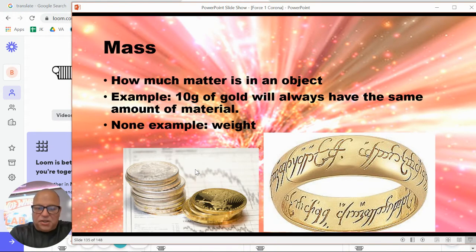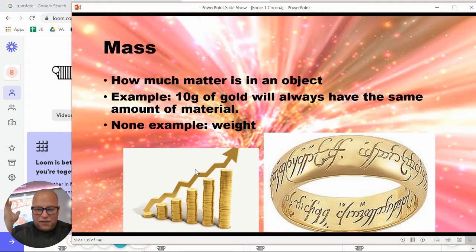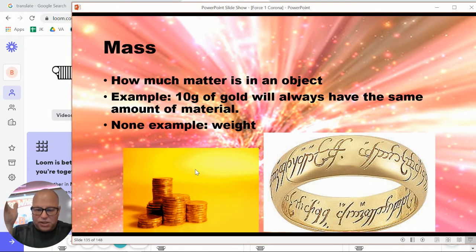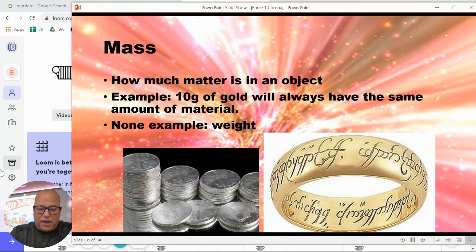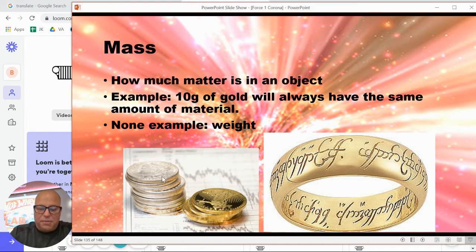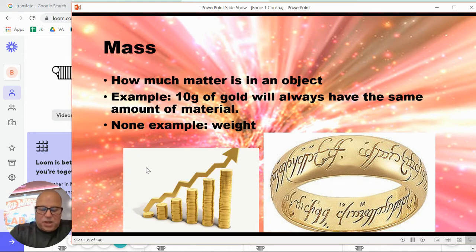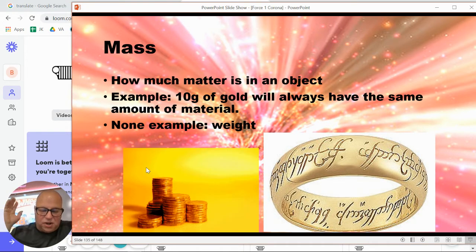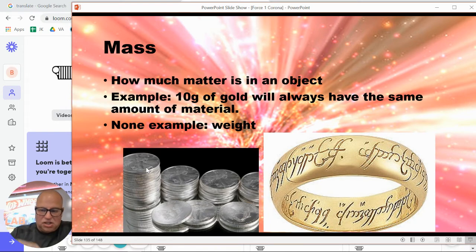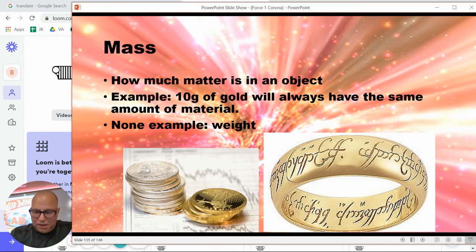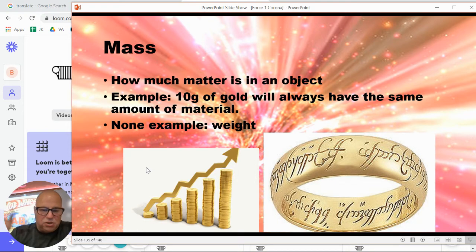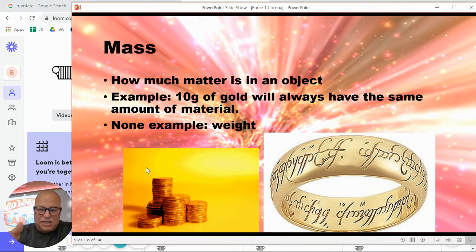Now, mass, on the other hand, I always like to think of mass as counting how many atoms are inside of an object, right? So if you have a coin, let's say, and you counted how many atoms are inside of there, well, that doesn't change. It doesn't change if you're in space, on Earth, in an elevator, high up on a mountaintop, or down at the bottom of the ocean. The number of atoms inside of the thing stays the same.